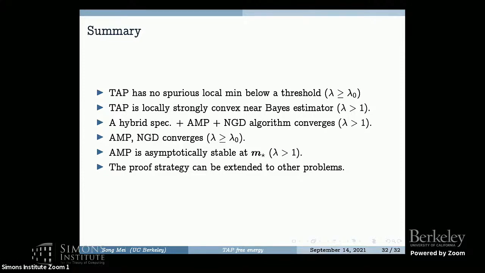One open question is, can we show that AMP converges when lambda is greater than 1? And we believe the proof strategy can be extended to other high dimensional statistics inference problems. This is all I've talked about today.